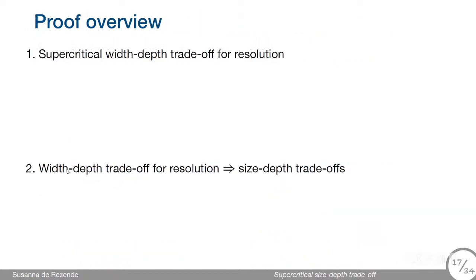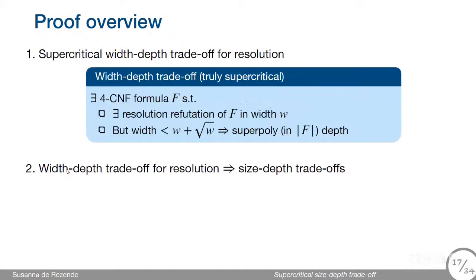Okay. So this is what the proof looks like. There are two steps. In the first step, we will show a supercritical width depth trade-off for resolution. I'll state it in a second, and then we'll show how width depth trade-offs for resolution imply these size depth trade-offs. Okay. So the width depth trade-off is of this form.